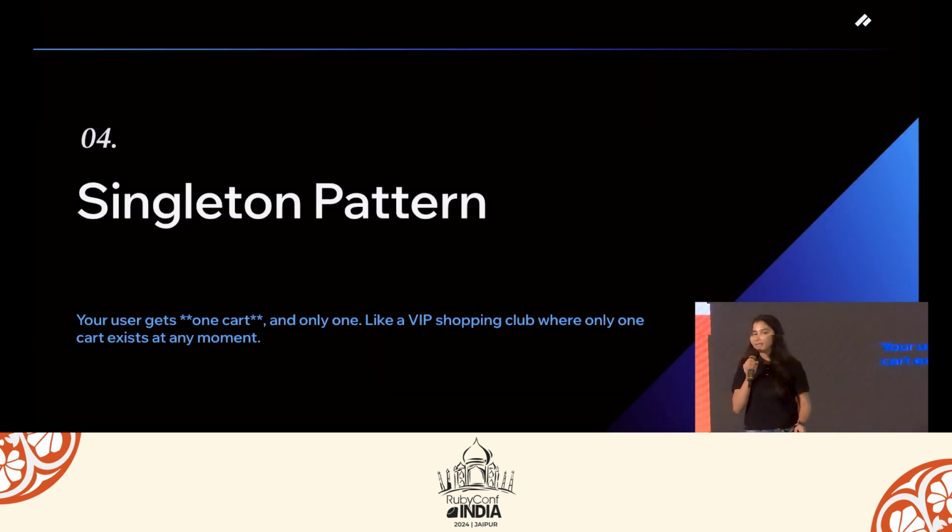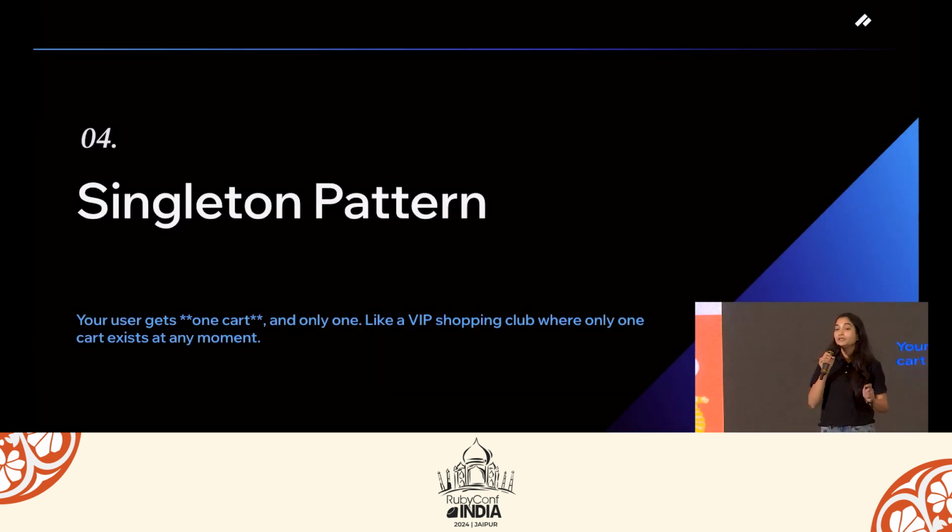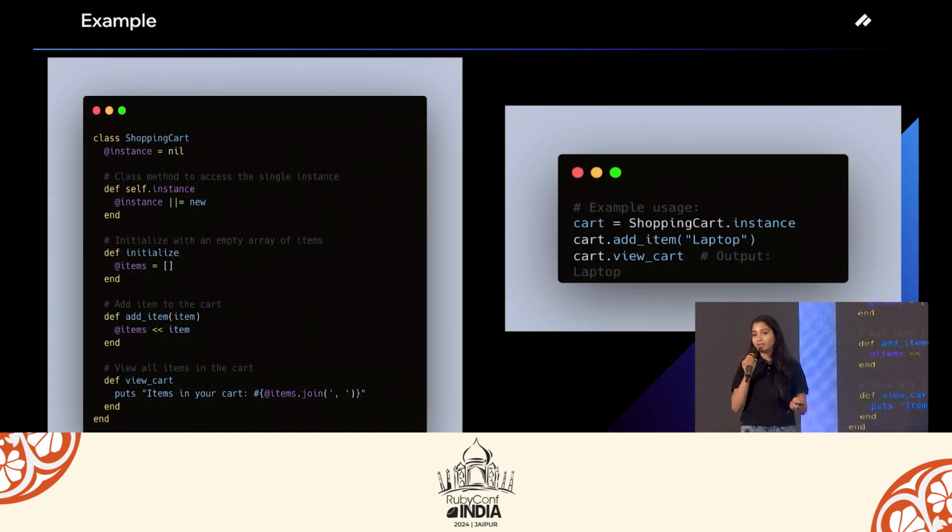Next is the singleton pattern. It's like your user gets only one cart throughout the session, whether you are logged in on an iPhone, iPad, or anywhere. Whatever items you added, you will see those same items anywhere at any time. So it's about one session, one cart, across devices. You can see on the right side, as many items as you add, your wish list keeps watching us, saying, okay, you added me 3 months back.